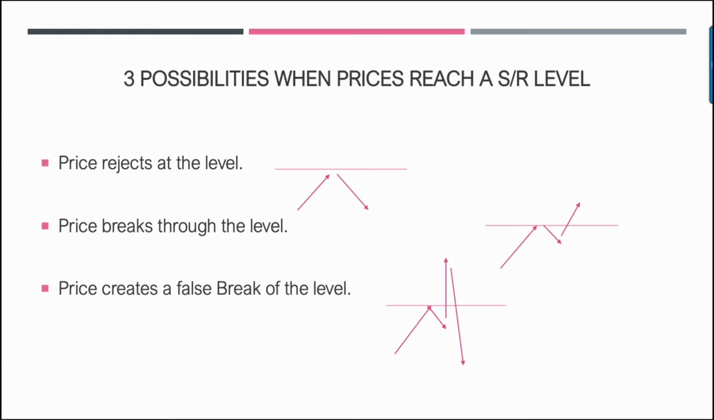But a false break is when it actually breaks through the level, but it's called false because it didn't follow through on that break. And it was an immediate little break, and then you saw that the orders came in and pushed it back through the level. And when we speak about candlestick patterns, we're going to highlight this fact of the false break because it's in a certain way a giveaway of where the traders are sitting in the market and where you want to get in. But these are the three possibilities of what could happen when prices reach a support and resistance level.